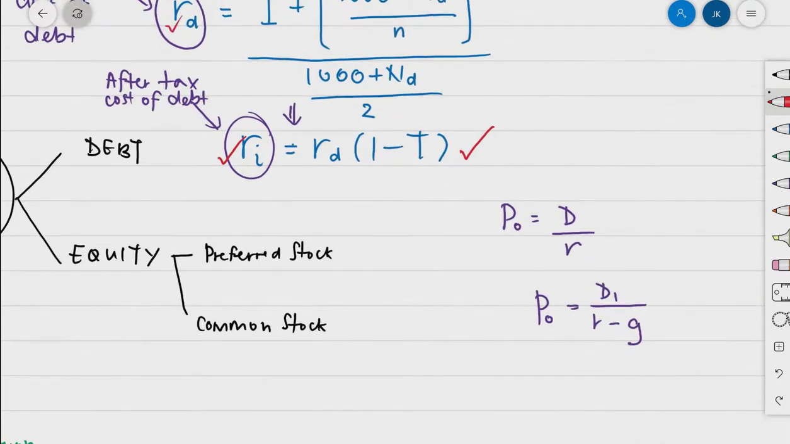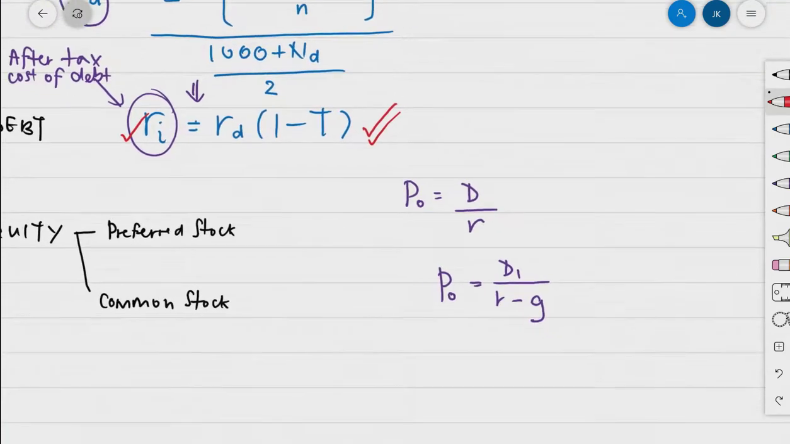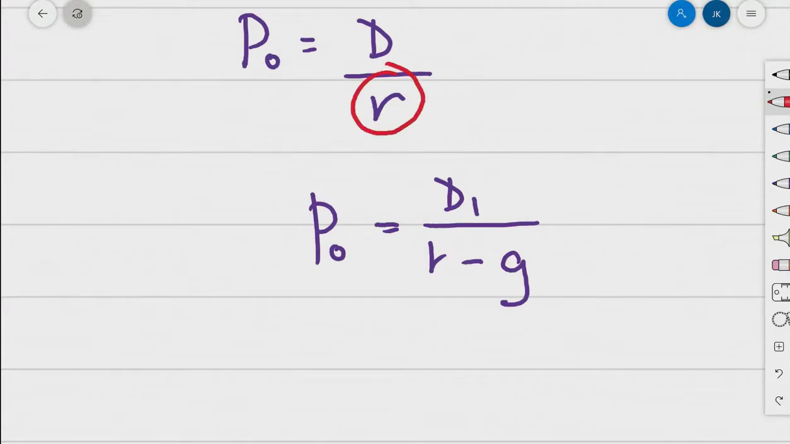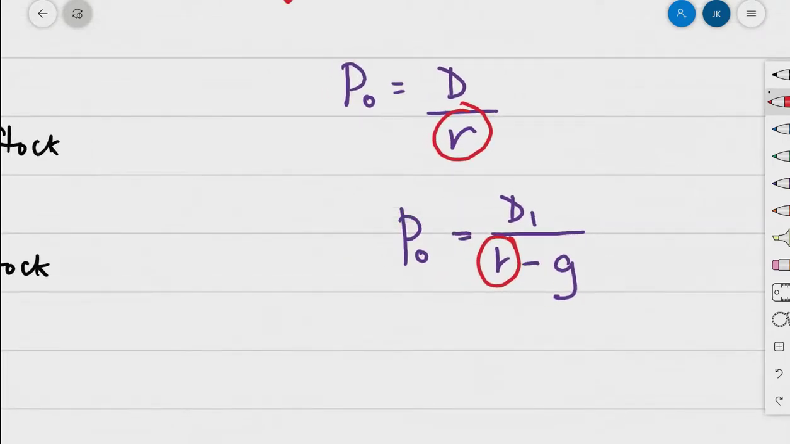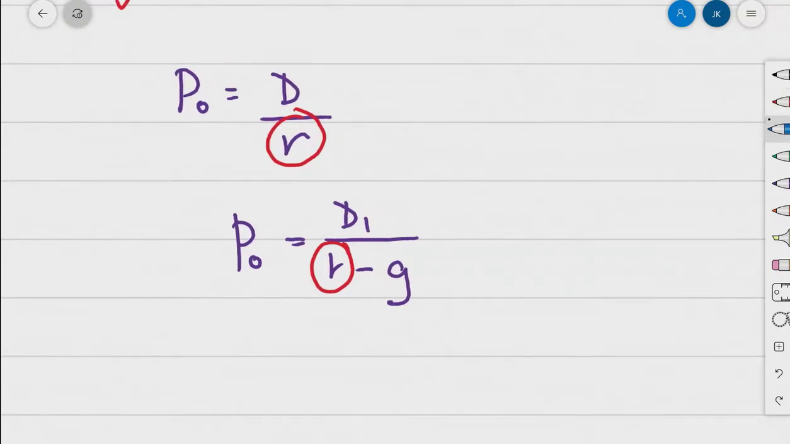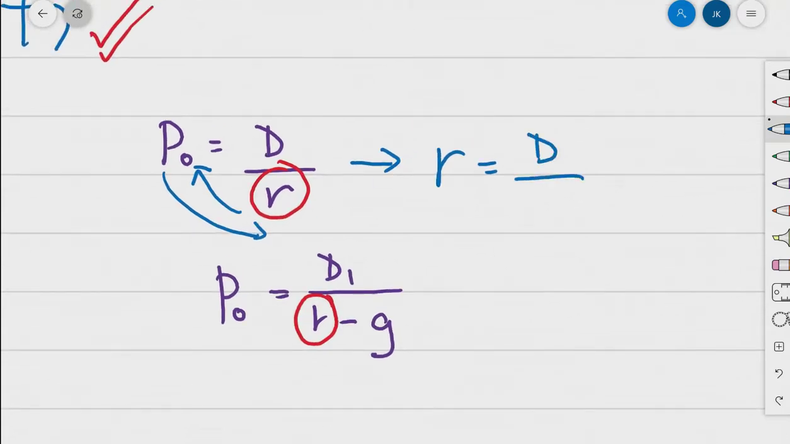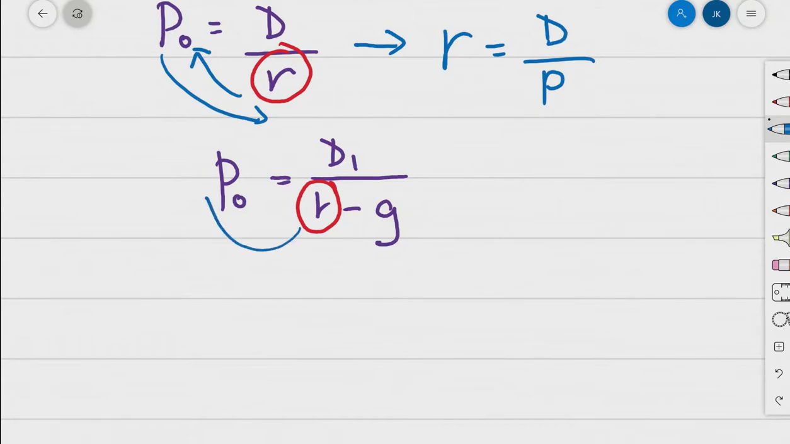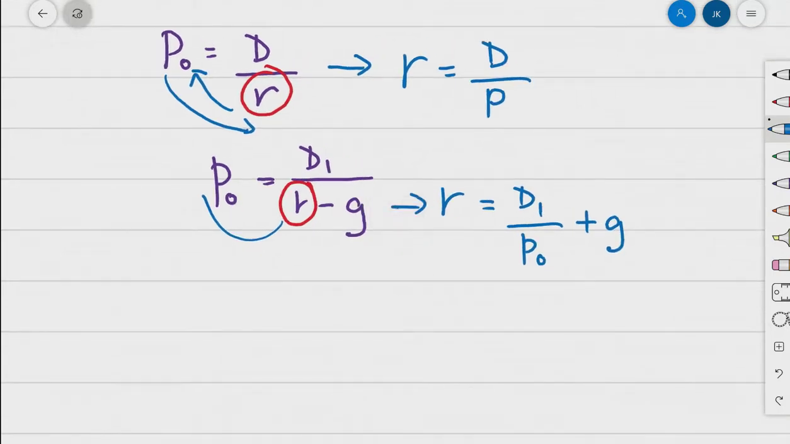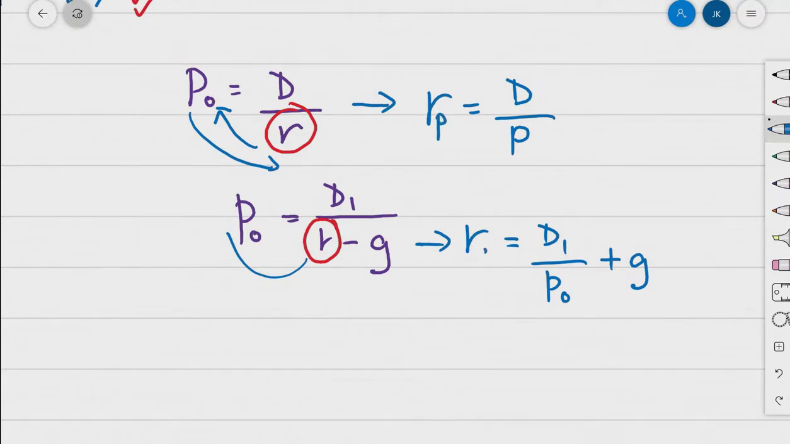But like I said, we have to use the after-tax cost of debt. And where can we spot R in this case? I think you can see it over here and over here. Basically, we are using the same formula, rearranged to find R. So let's look for R. If I were to solve this, I'll bring this over here and this over here. So my R would now equal D over P. As for this one, again, I can just solve it. In that case, my R would equal D1 over P0 plus G. That's the R for preferred stock. We can use the symbol P, or we can use S for common stock.